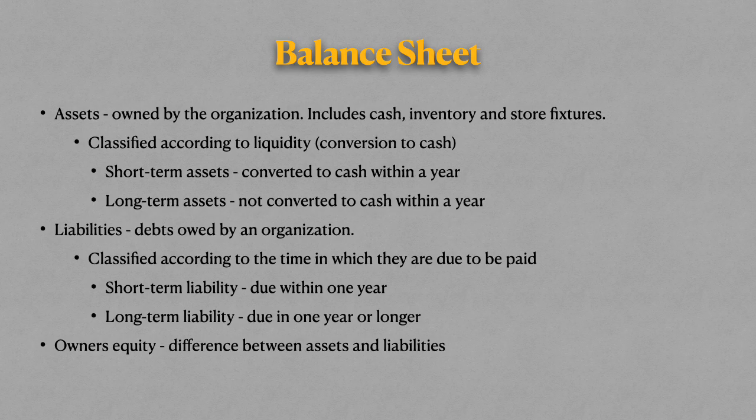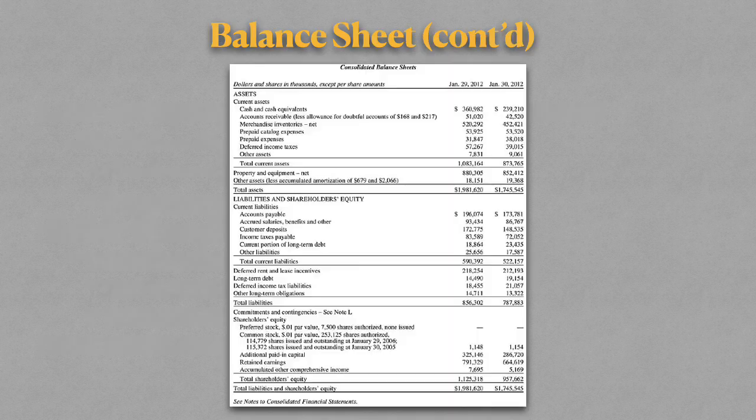Your liabilities are your debts that are owed by an organization. These are classified according to the time in which they are due to be paid. Your short-term liabilities are due within 1 year. These include payments to suppliers and lending institutions. Your long-term liability is due in 1 year or longer. These include mortgages on the land and the building, and the long-term financing for extensive expansion and renovation projects. So here's an example of a balance sheet.